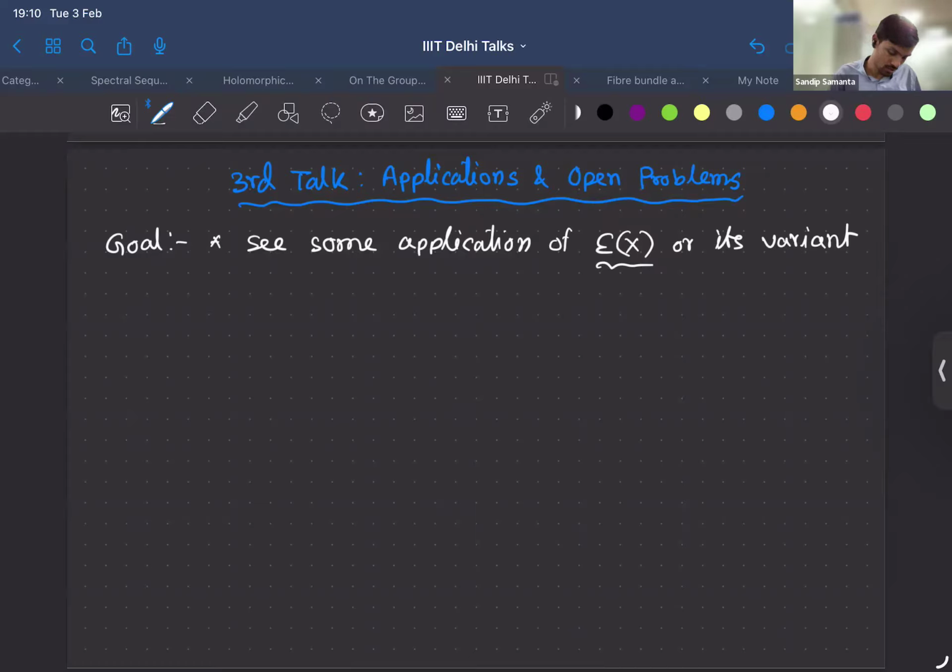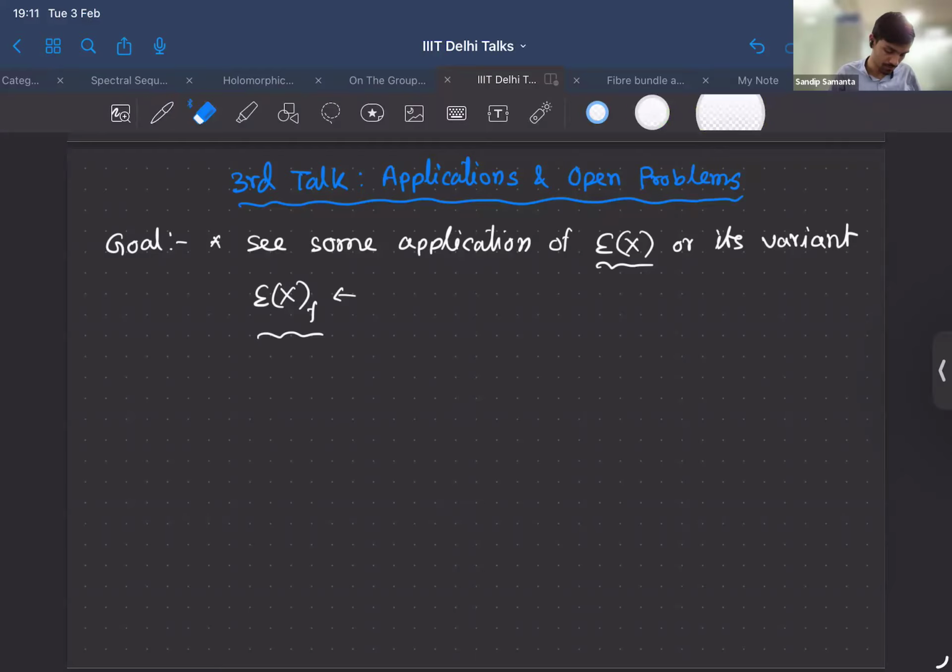There are variants like E(X), where, instead of fixing the base point, those are classes of homotopy equivalences of X that need not fix any base point. So it's definitely a bigger set than epsilon X. In several places these groups appear rather than this one. We'll see one such example of that.